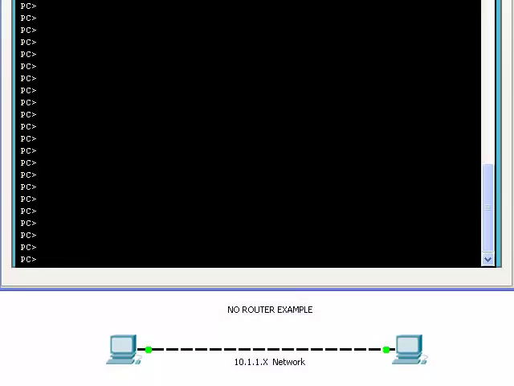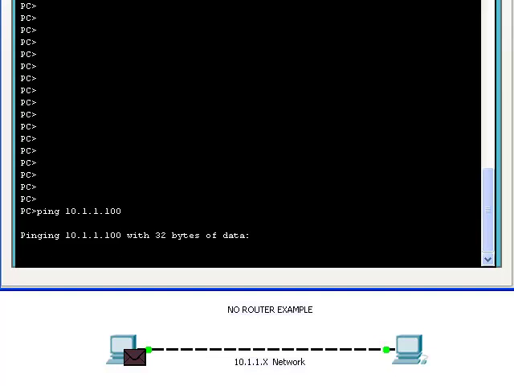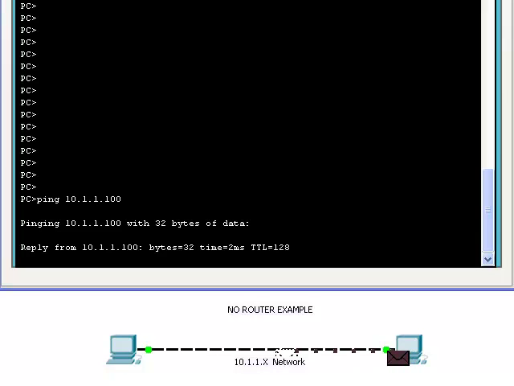Here we have two computers in the same local network directly connected to each other through an Ethernet cable. We are able to send a ping packet from computer A to computer B because they are directly connected to each other. When computer B receives the ping packet, it sends a reply packet back to computer A to let computer A know that the ping packet has been received.